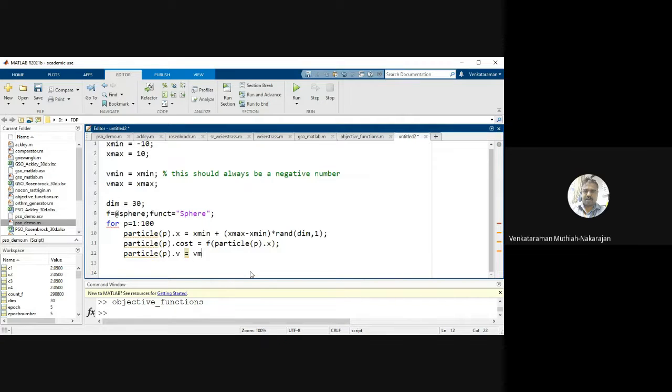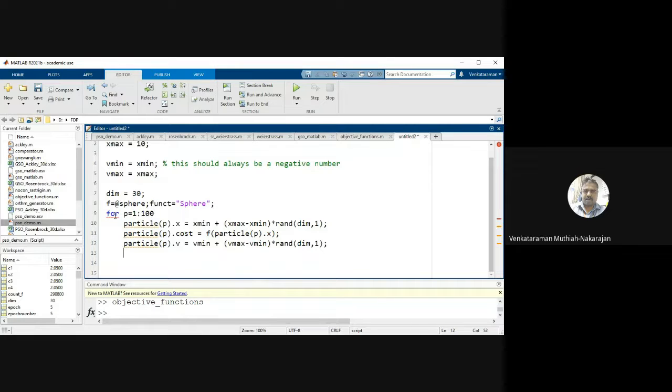So velocity, we use the same algorithm step to initialize our velocity. So there you have the velocity. And I have chosen 100 particles within the search space. That is why it is for P 1:100. And I'm initializing all particles, each of them. In the previous example, I showed 5 particles, but in this MATLAB code, I am taking 100 particles.